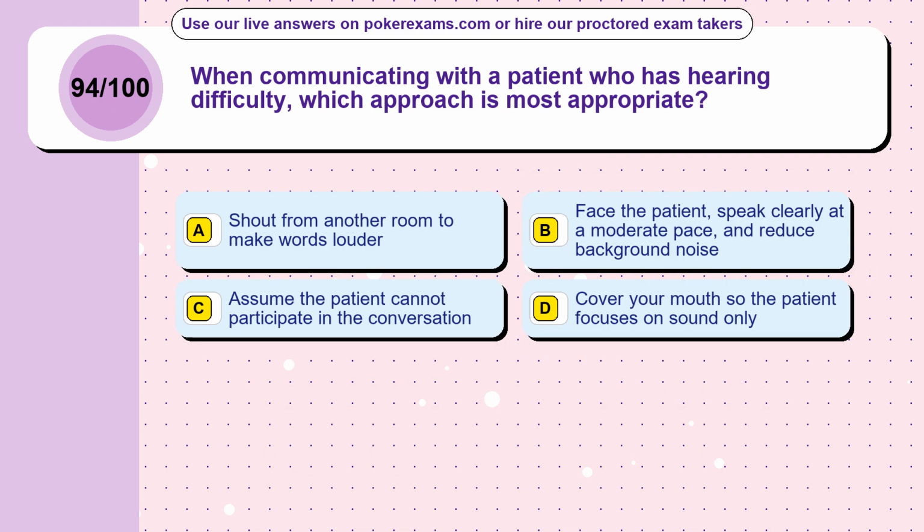Question 94. When communicating with a patient who has hearing difficulty, which approach is most appropriate? Option A. Shout from another room to make words louder. Option B.